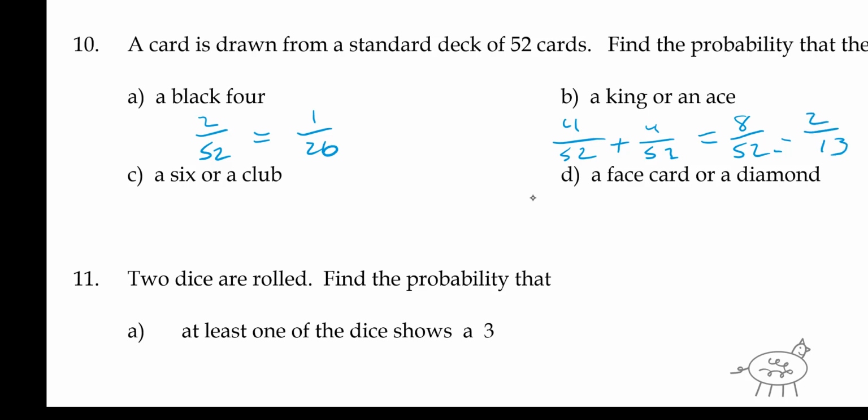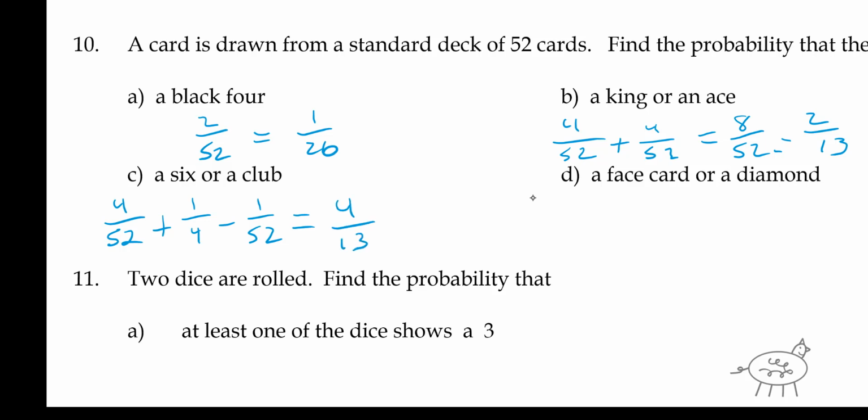A 6 or a club. Well, how many 6s are there? There's 4 out of 52. There's 1/4 clubs, but there is a 6 of clubs. So minus 1 out of 52. That's the overlap. So that's 4 out of 13.